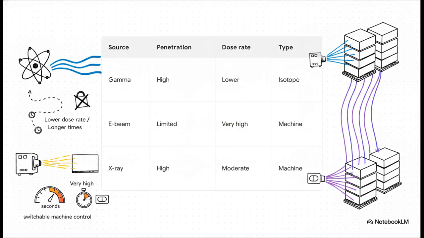It's blazing fast. I mean, we're talking seconds here, but its electron penetration is pretty shallow, which definitely limits your product thickness. Then you have X-ray sitting right in the middle, giving you the deep penetration of gamma, but combined with that great switchable machine control of an E-beam.